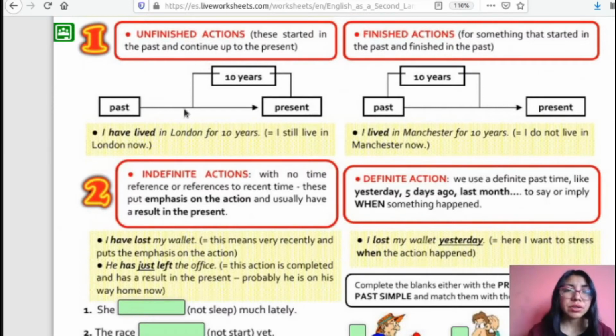What is the structure of the present perfect and the past simple, okay? Pay attention. I am going to use the auxiliary have or has, depending on the subject, and the verb in past participle form, okay? And in past simple I am going to use my subject and the verb in past form. That is simple, okay?